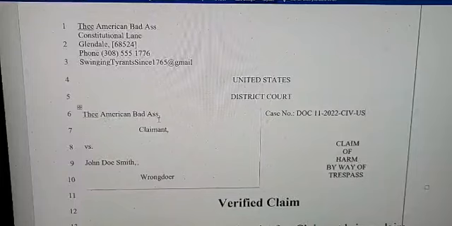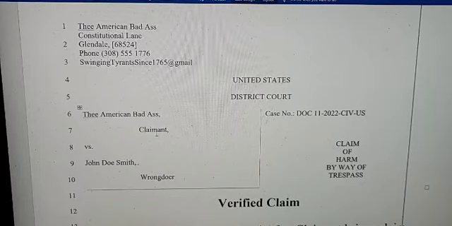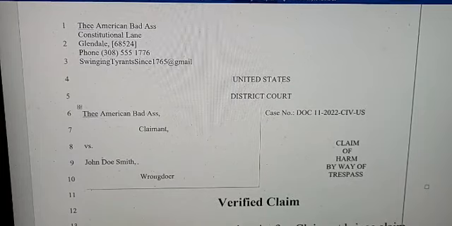And there's the information for the American Badass, who would be the claimant. We're not doing plaintiff, defendant, all that gobbledygook. Just claimant and wrongdoer. The wrongdoer, of course, is going to be John Doe Smith. I'm going to lay out a scenario that's actually not too far-fetched from what really happens. You can argue semantics one way or the other, but my intent is just to show people how I lay things out.